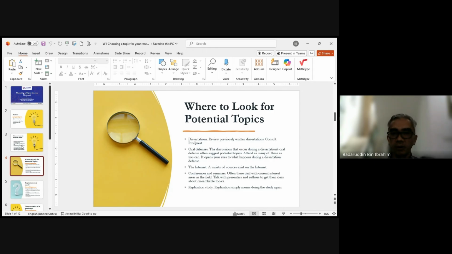Of course, the next is oral defense. Some may have the opportunity, but some don't have the opportunity to attend any proposal defense or viva voce session. So that is one thing. And then next is the internet, a variety of sources on the internet, for example, like I mentioned, Google Scholar. Of course, conferences and seminars. If you often attend seminars or conferences, then maybe you can get a picture of that specific topic, or ideas about researchable topics.